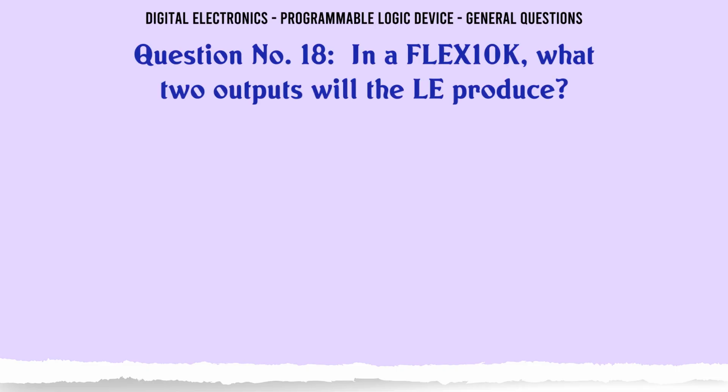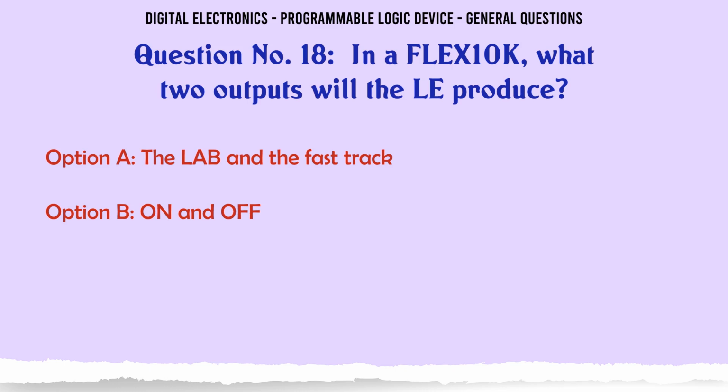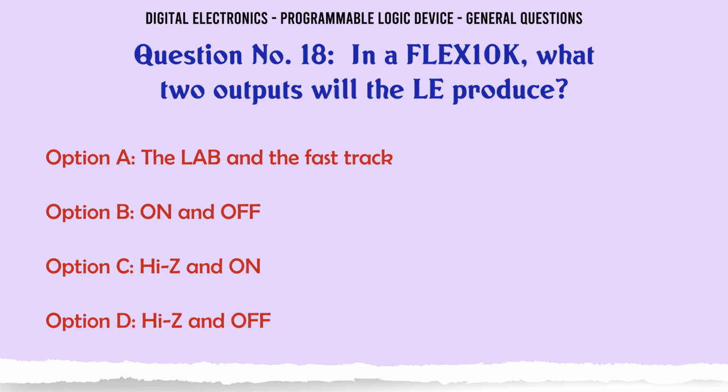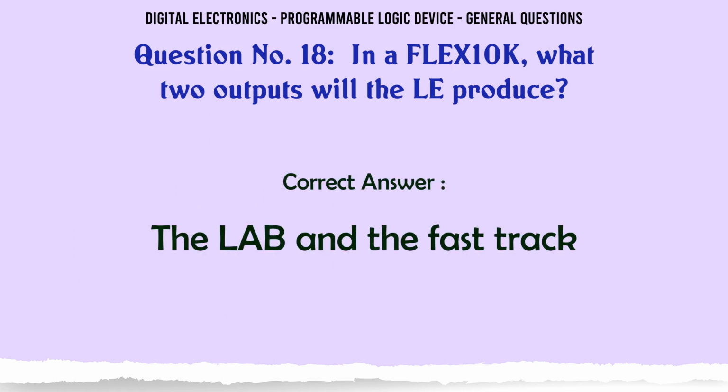In a FLEX 10K, what two outputs will the LAB produce? A. The LAB and the FastTrack. B. On and off. C. High Z and on. D. High Z and off. The correct answer is: the LAB and the FastTrack.